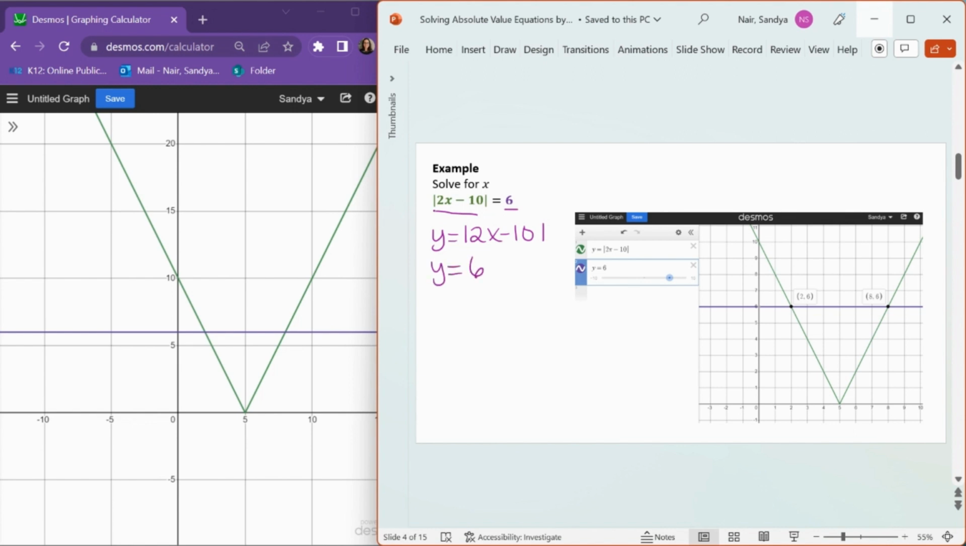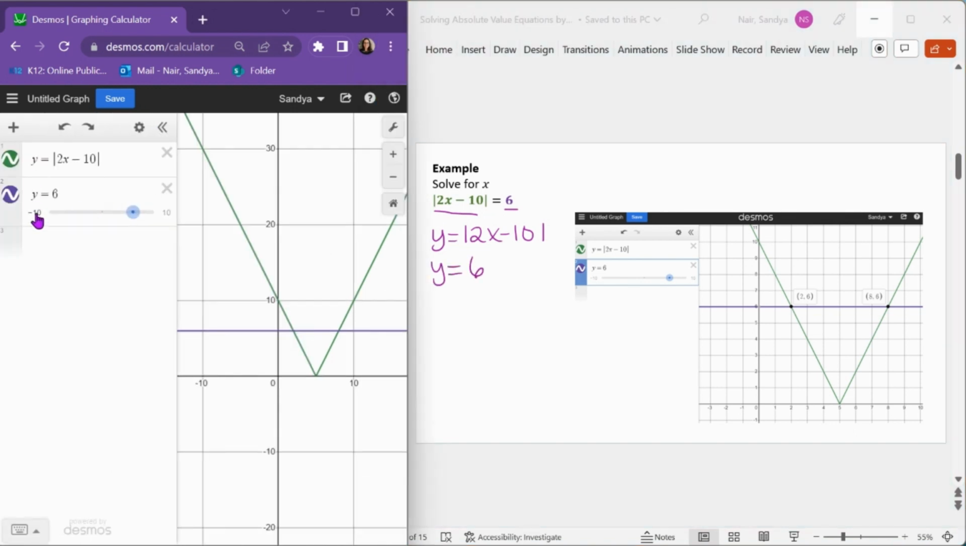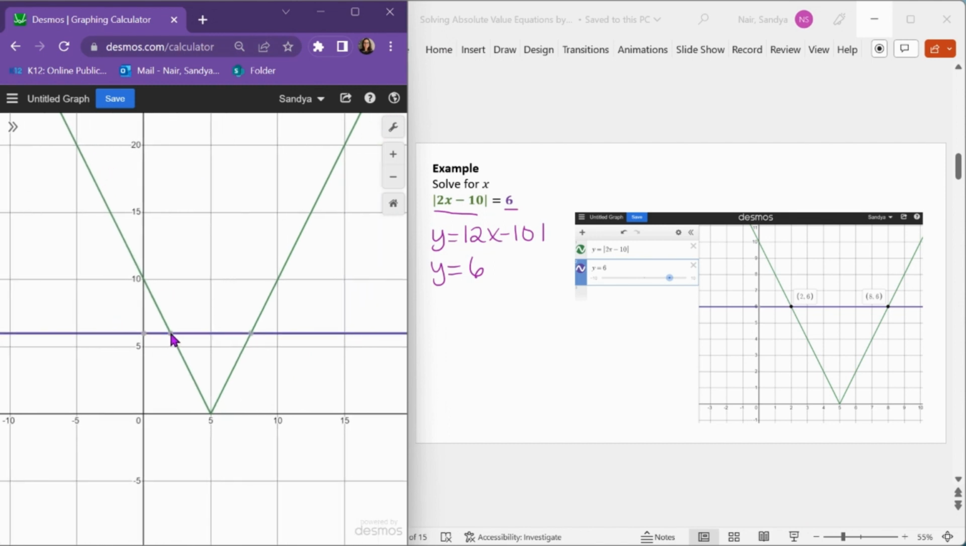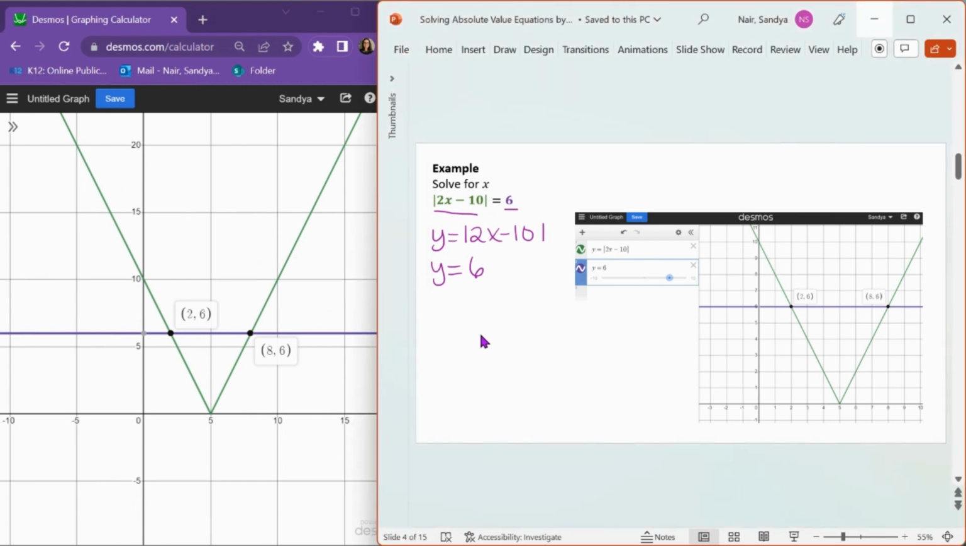So then you can see here, this is what it looks like in Desmos. We have y equals the absolute value of 2x minus 10 and y equals 6. Then in Desmos, we can find the intersection points. And you can see here there are two intersection points. So we're going to have two solutions to this equation, and those two solutions are going to be x equals 2 and x equals 8. Notice that the x coordinates are what tell us the solution to the equation.